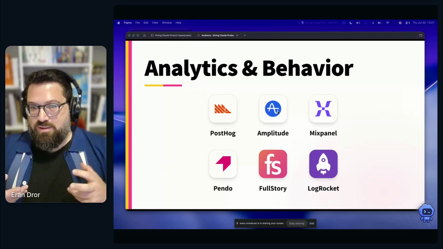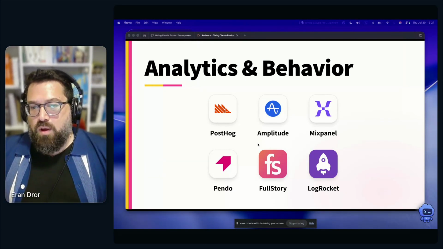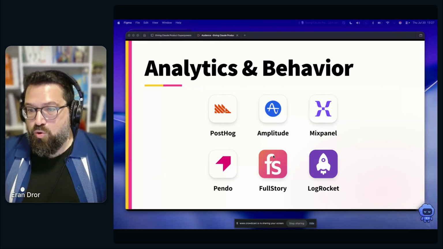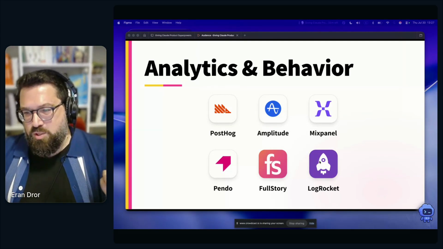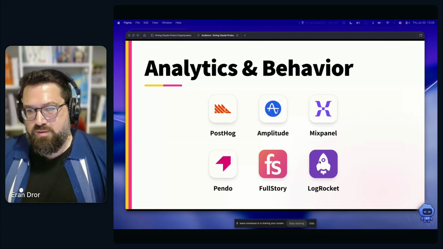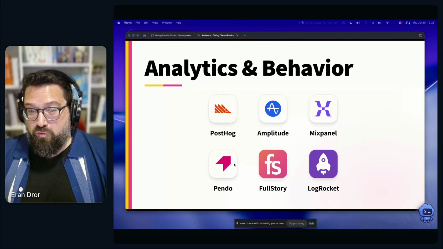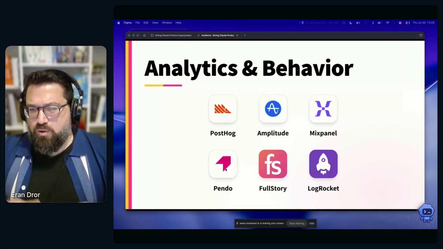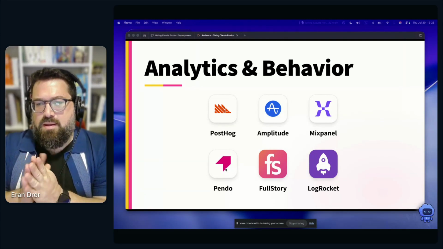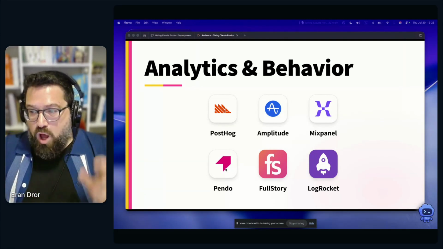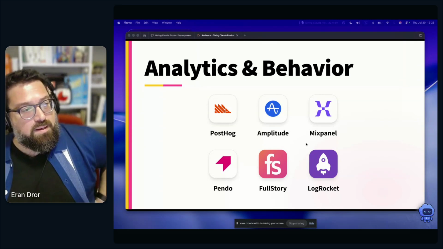Again, you can connect it to Claude. Full Story is another session recording. LogRocket is logging errors and bugs, and also session recording and behavior on your system. Mixpanel, obviously analytics. Pendo is very, very powerful across a number of categories, but including behavior and session recording and analytics. All of these have top-of-the-line MCP connectors.